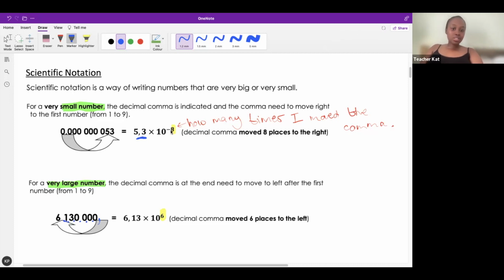Now, there are positive and negative exponents. Negative exponents are when you move your comma to the right. So moving it to the right means you're going to have a negative exponent. And if we moved it to the left, that means you're going to have a positive exponent.